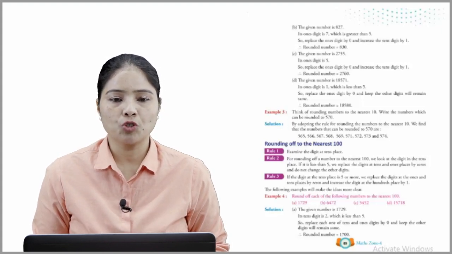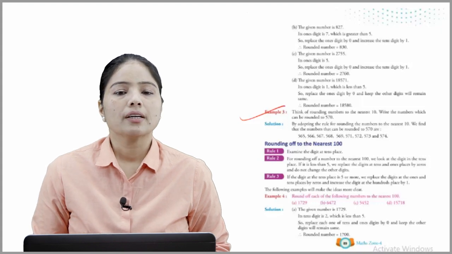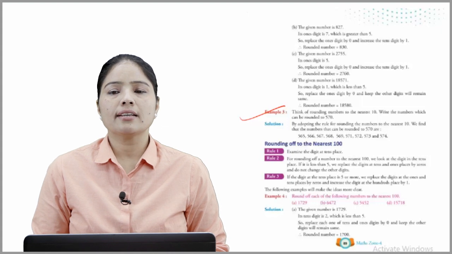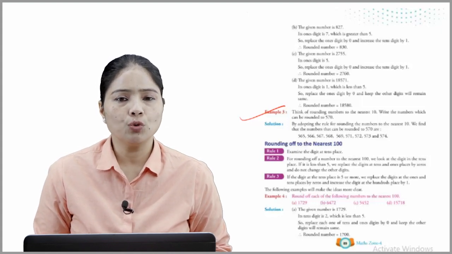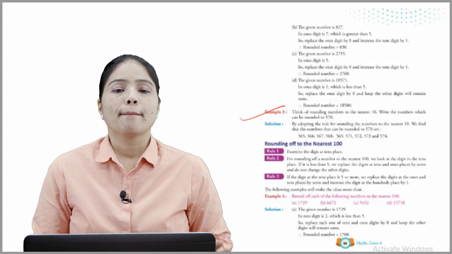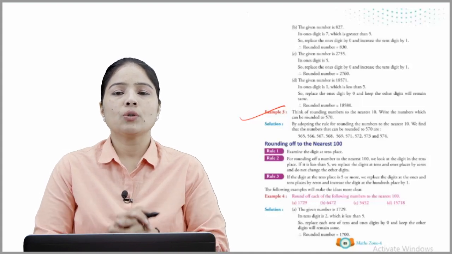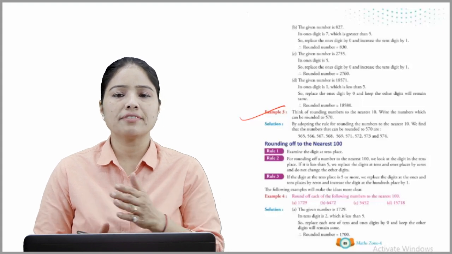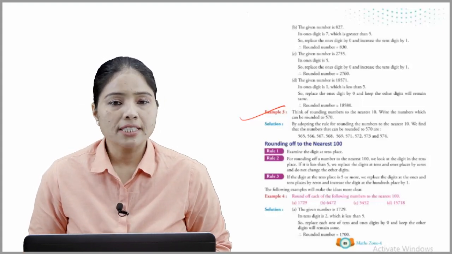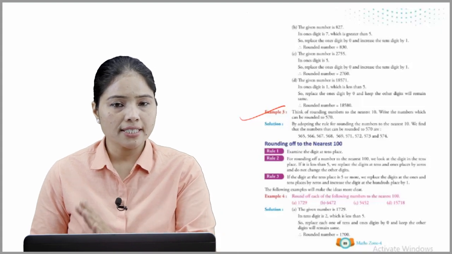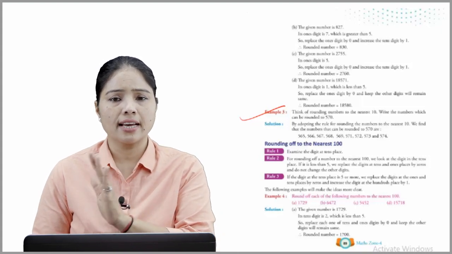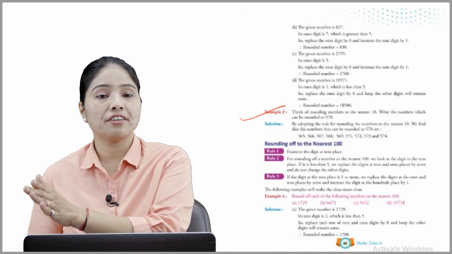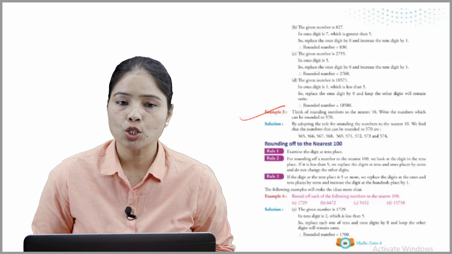Now, example number 3. Think of rounding numbers to the nearest 10. Write the numbers which can be rounded to 570. Solution. By adopting the rule for rounding numbers to the nearest 10, we find that the numbers that can be rounded to 570 are 565, 566, 567, 568, 569, 571, 572, 573 and 574. Okay, I hope you understood.